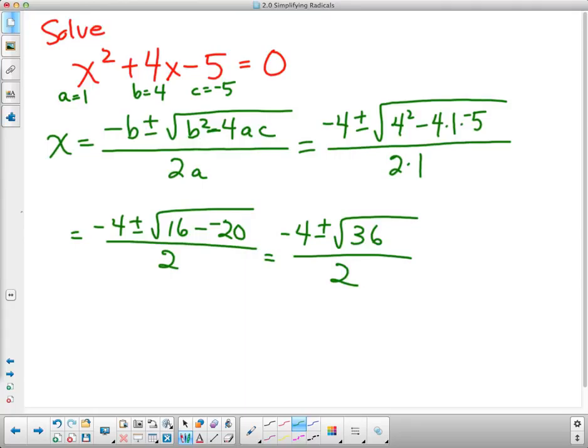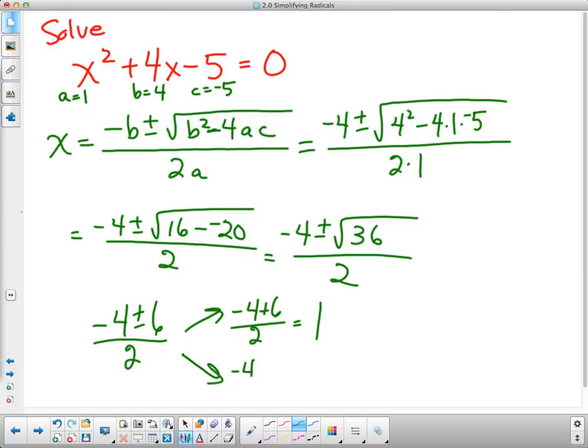Give you a perfect square number. So your answers, negative 4 plus 6. 1 and negative 5. Thumbs up or down? Okay, question?